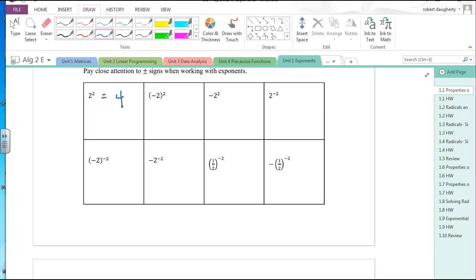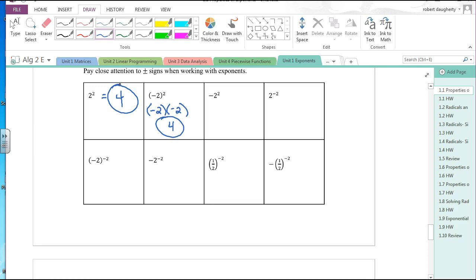Now, how is that different than the next problem? What's being squared? Negative 2. So it's still 4 because it's negative 2 times negative 2, which is 4. I get the same answer. But the point is, it's not negative 4. That one is also 4. Now, how does that one differ from the next one? What kind of number is this, positive or negative? That's going to be a negative number. That is the negative of what number?